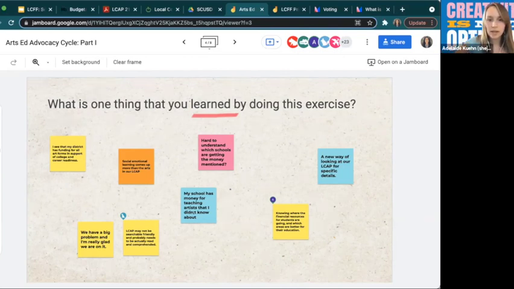I need to pull that up on a different screen because it's a little too small for my eyes. Let's see, someone found that their district has funding for all art forms. That's wonderful. Looks like social emotional is coming up. Reflection on this just being a new way to read the LCAP document.